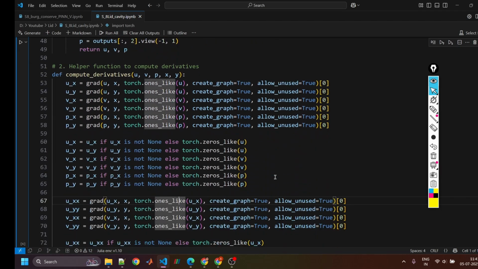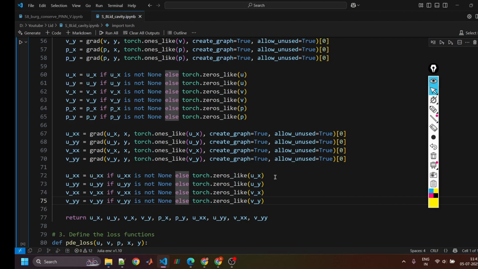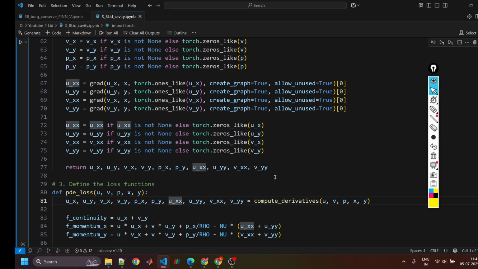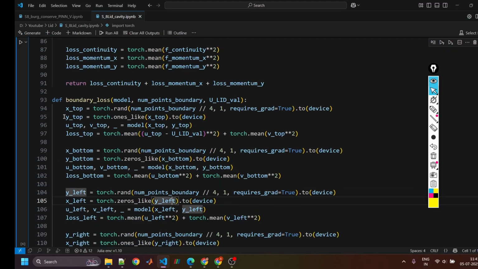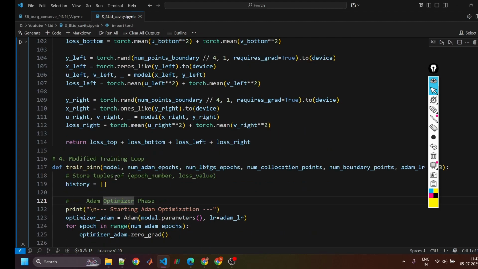So as usual, we will be calculating the different first derivatives and second derivatives of velocity and pressure for the Navier-Stokes equation, which we calculate using auto differentiation in PINN. Now we will be substituting those derivatives in the continuity and momentum equations so that we can calculate the loss. Here we have the boundary losses. The only difference is that here we ensure the top wall is moving with unit velocity. Others we minimize to 0. So we sum up all the losses, and that will constitute the boundary loss.